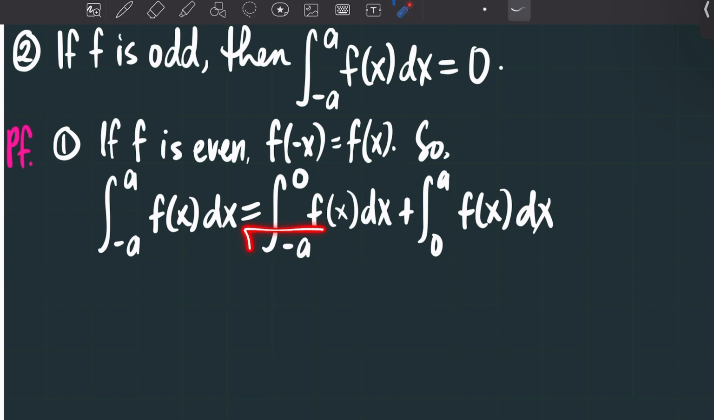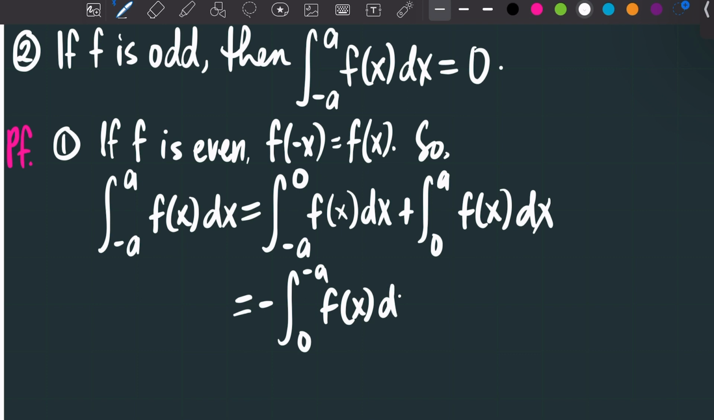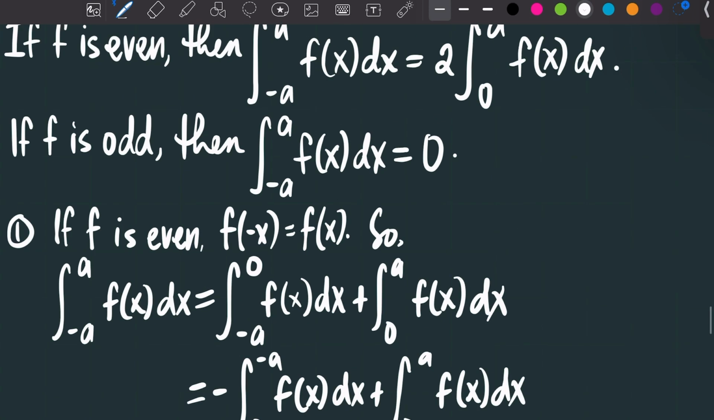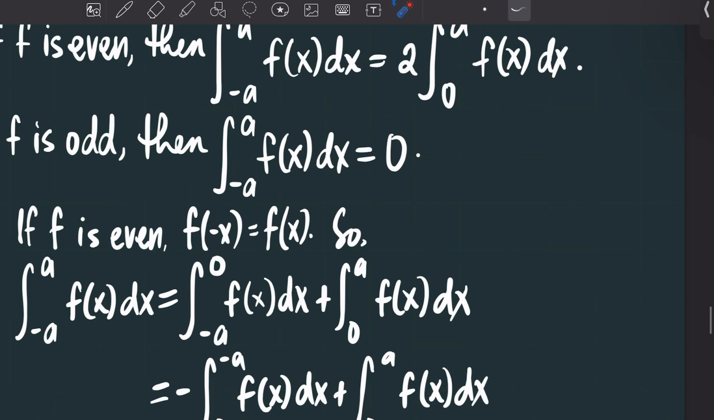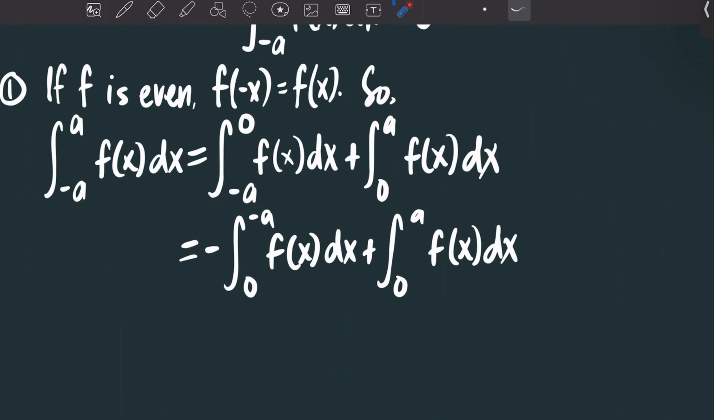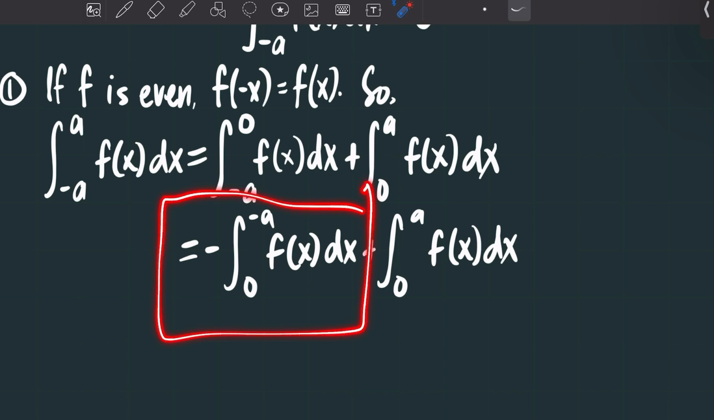And what we can do, since yung negative a is nasa baba, pwede nating pagpalitin yung bounds for integration, pero mag-i-introduce lang tayo ng negative sign dito. So, negative integral from 0 to negative a of f of x dx plus integral from 0 to a of f of x dx. So, dun sa theorem natin, meron na tayo nung part na to. However, paano natin palalabasin yung 2? So, let's manipulate tong part na to.